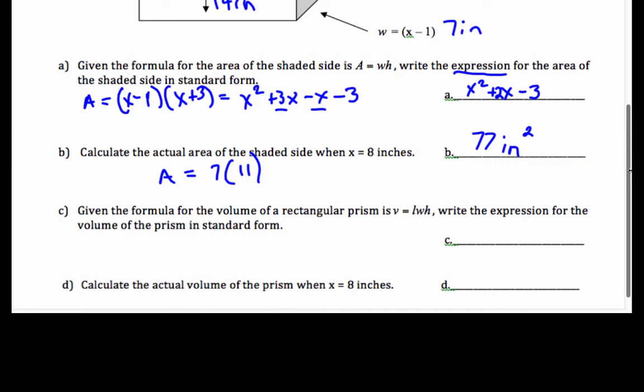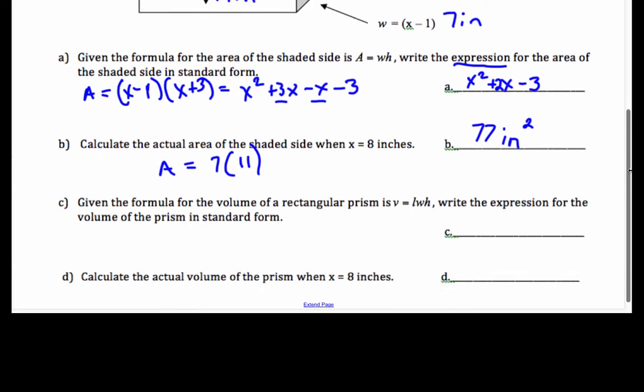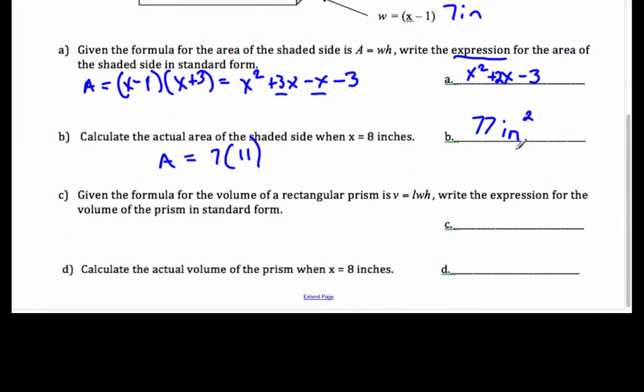It says given the formula for the volume. So now we have to take into account all 3 of the dimensions. So we know that so far from the area, this is the area. So I'm just going to take the area and multiply by the length. It says that my volume is length times width times height. I already have width times height. It's right here.